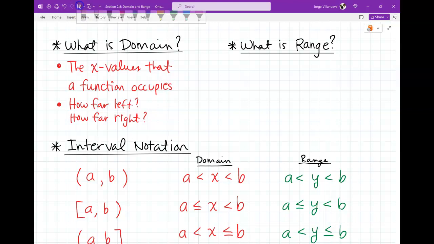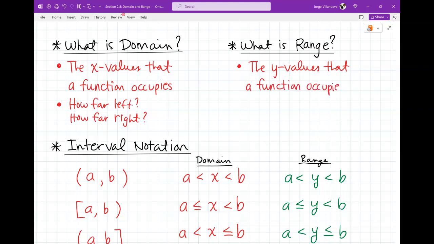So what is range? Range is the y values that the function occupies. So you're looking for what y values does the graph cross? Does it start at 0 and only go up? Or does it start from -2 and end at +2? What is the range of y values?